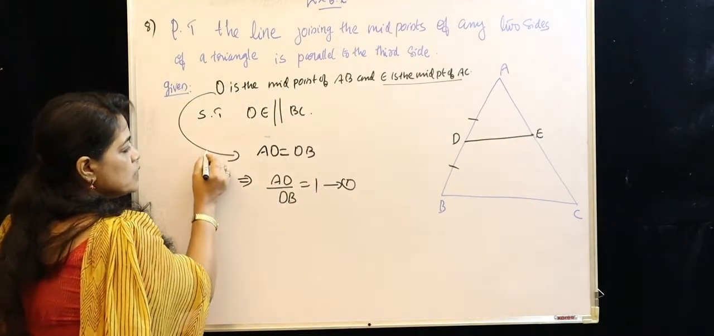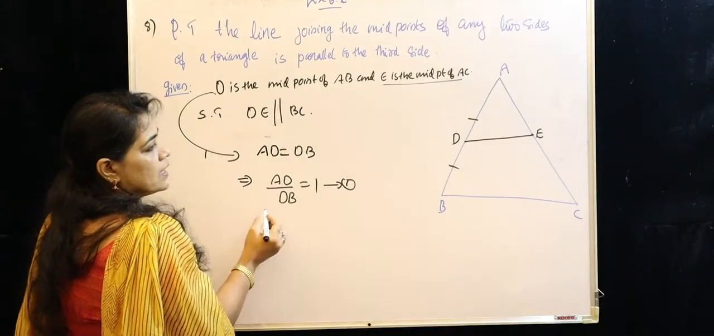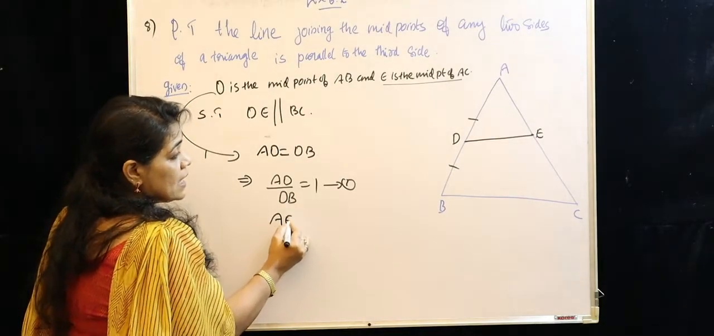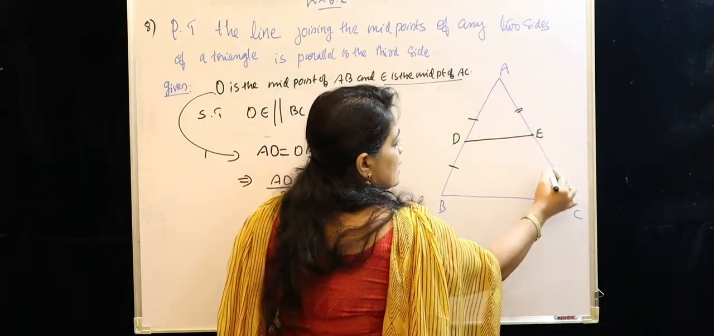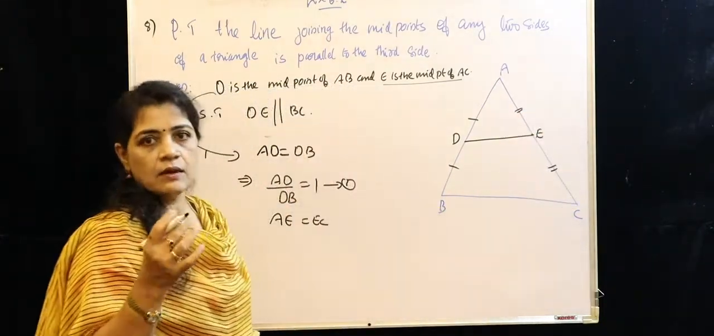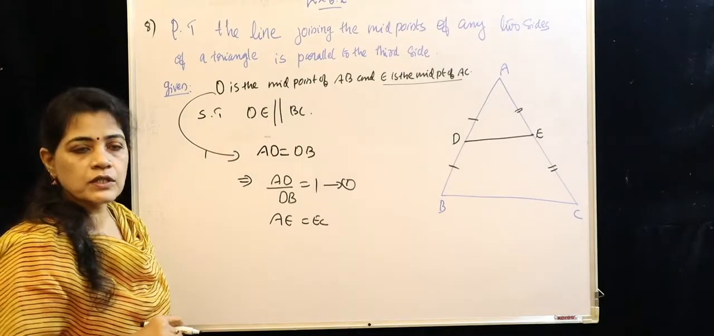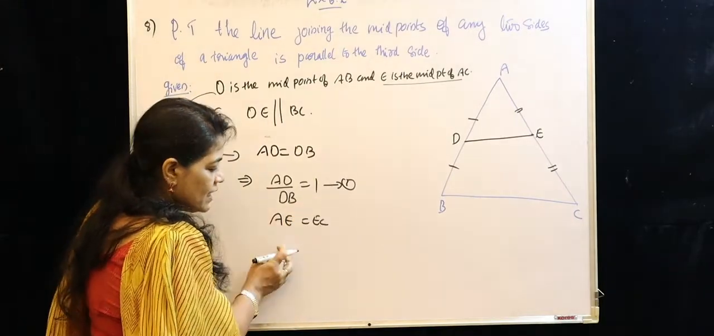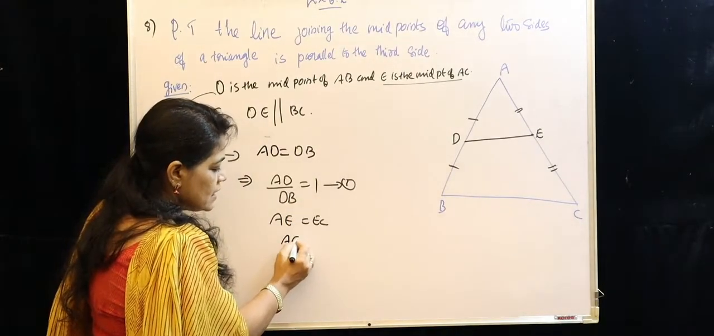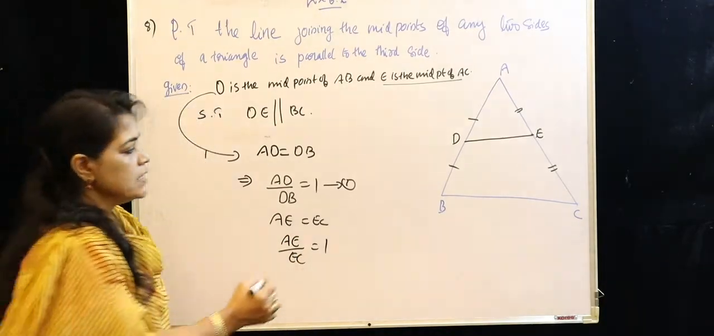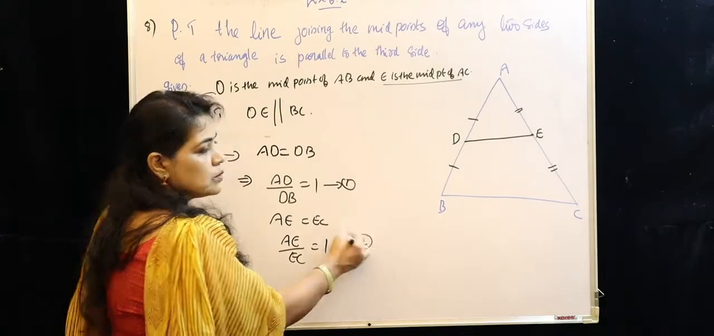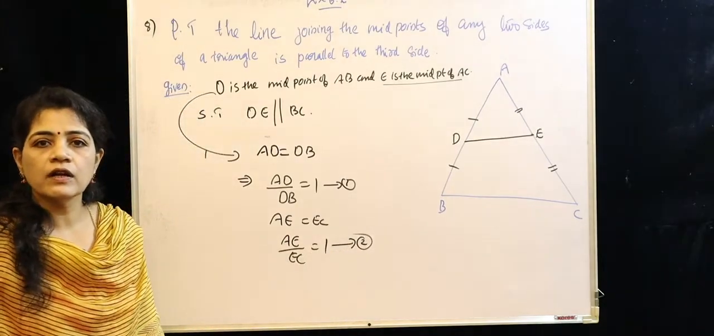That means from this you can write another equation, that is AE equal to EC. See children, this AE and this portion EC are the same because E is the midpoint. And in the same way, if I take this EC to the LHS under division, the RHS will be 1. That means this can be equation number 2. So what have we seen from equations 1 and 2?